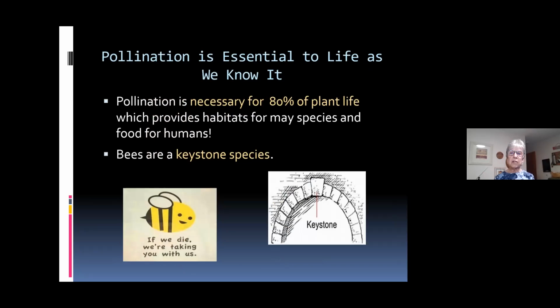And the word keystone is an architectural term, and if you look at that arch, the stone in the middle is the one that, if it were to fall away, the whole arch would decompose. It would fall in. And bees are a keystone species, and this little cartoon says, if we die, we're taking you with us. And I think that, you know, they feel pretty self-important, as they should.